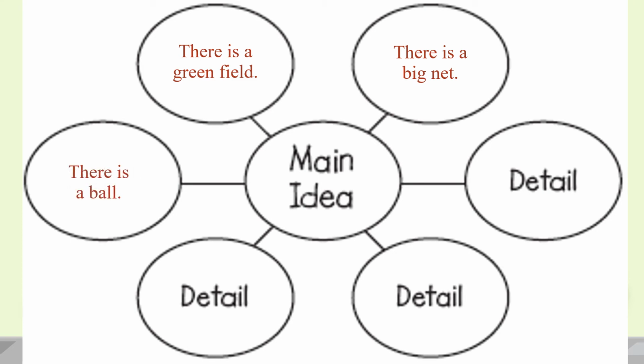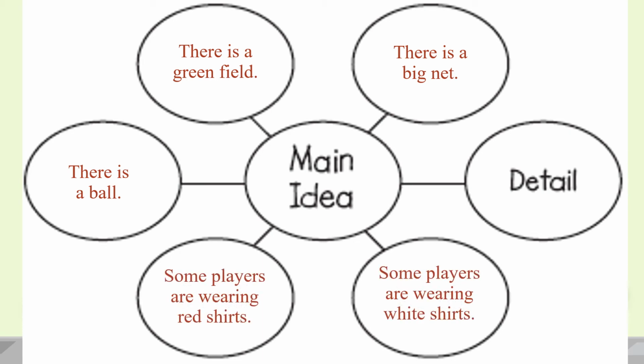There is a ball. So they knew there is a big net, there's a green field, and there's a ball. And then she told us two details close together. They were that some players are wearing red shirts and some players are wearing white shirts. Now they were able to guess the main idea of the picture using those details. But I wanted to add one more detail, so I drew an extra circle.